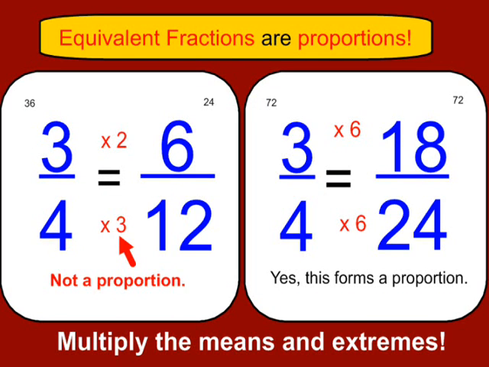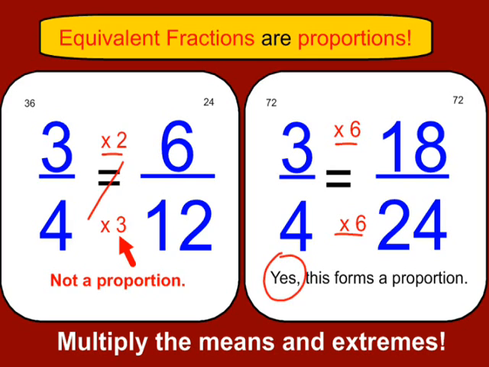Another way you can do it, if they're equivalent fractions, then they form a proportion. And sometimes this is a lot easier. So 3 times what is 6? 3 times 2 is 6. 4 times 2 is 8. That is not a proportion. Those are not equal ratios or equal fractions. In this next example, 3 times what is 18? 3 times 6. 4 times 6 is 24. So yes, these do form a proportion.